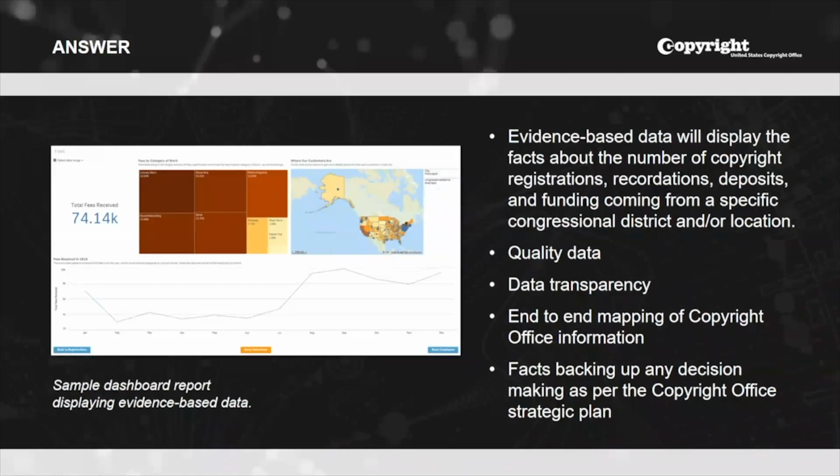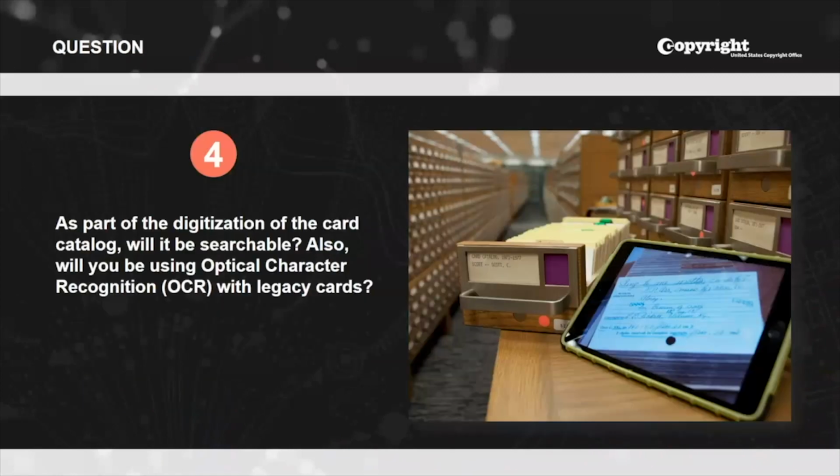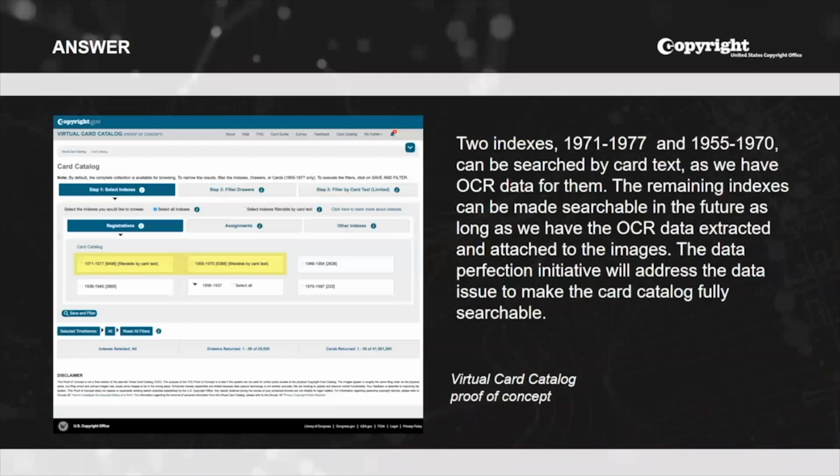The next question is also for Suman Shukla. With respect to digitization of the card catalog, will it be searchable? Also, will you be using optical character recognition with legacy cards? Sure. So right now we have 25,524 drawers and 41.5 million images in card catalogs. And we have used the OCR technology to capture the images online and also extract some metadata out of it.